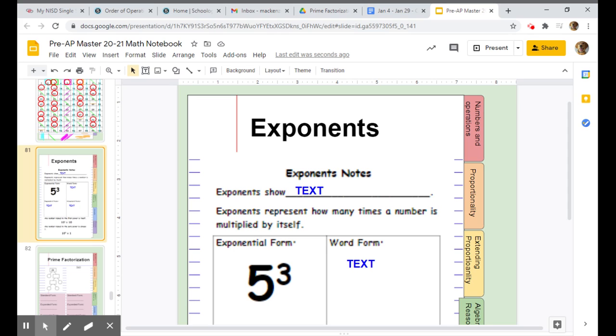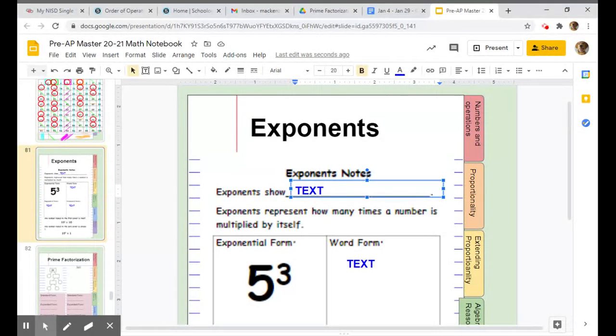All right, so today we're going to be using exponents in what we're doing. So we're going to talk about exponents first. So exponents are something that is used to show multiplication.